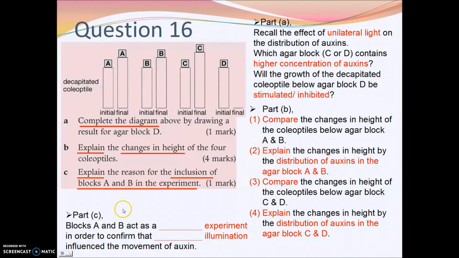So that means the blocks A and B act as a control experiment, in order to confirm which type of illumination will affect or lead to the movement, the migration of the auxin. So that's part C.